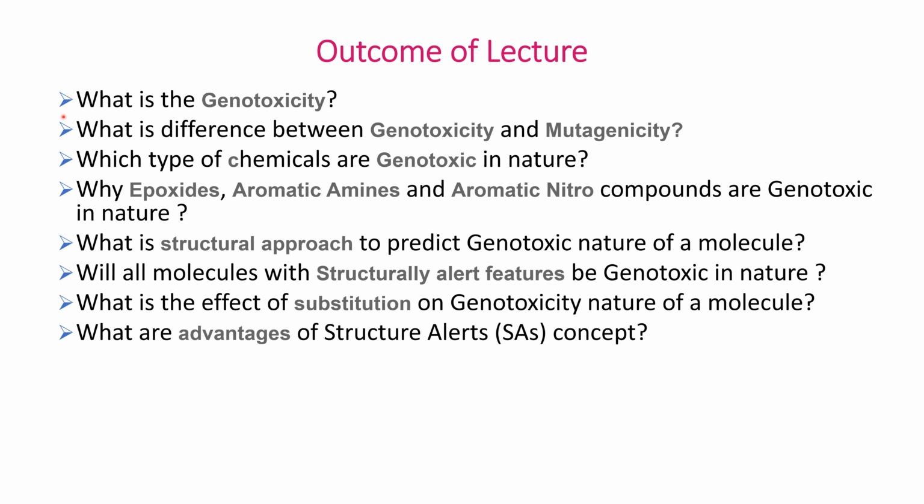In this session, you will learn what is genotoxicity, what is the difference between genotoxicity and mutagenicity, which type of chemicals are genotoxic in nature, why epoxides, aromatic amines, and aromatic nitro compounds are genotoxic in nature, what is the structural approach to predict the genotoxic nature of a molecule, will all molecules with structurally alert features be genotoxic in nature, what is the effect of substitution on the genotoxic nature of a molecule, what are the advantages of the structural alert concept?